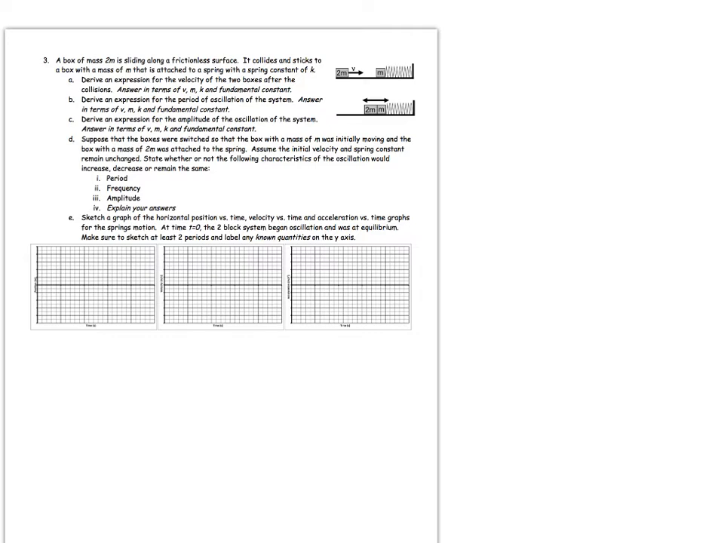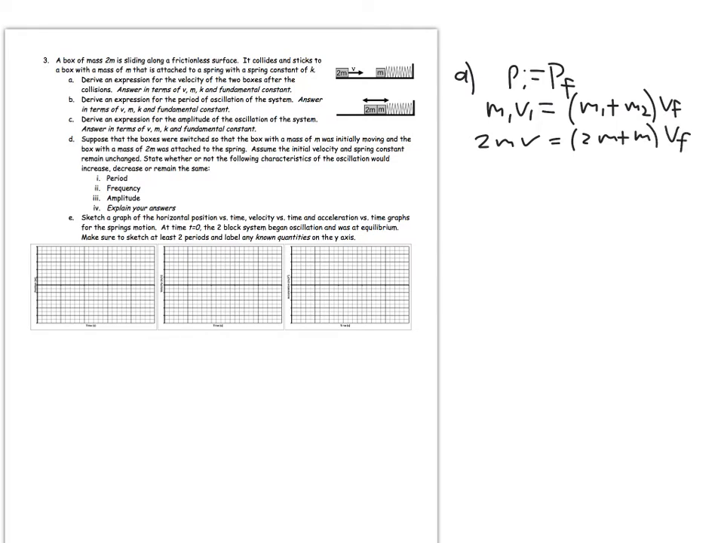In order to analyze a collision here, we're going to think about conservation of momentum. So momentum initial equals momentum final. Initially, it's just going to be the mass and velocity of box 1, and then the two boxes are going to stick together, so we're going to have their combined masses times their final velocity. So we have 2m times v equals (2m plus m) times v final. The masses can cancel out there, and what we're ultimately left with is 2v equals 3v final. So that means our final velocity is just going to be 2/3 of that initial velocity, v.